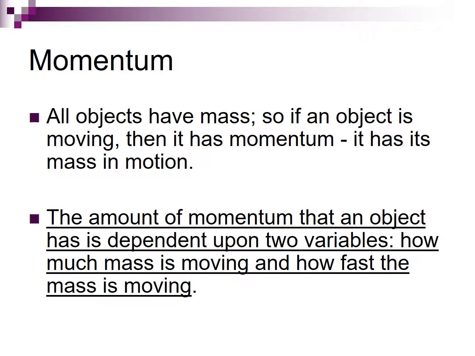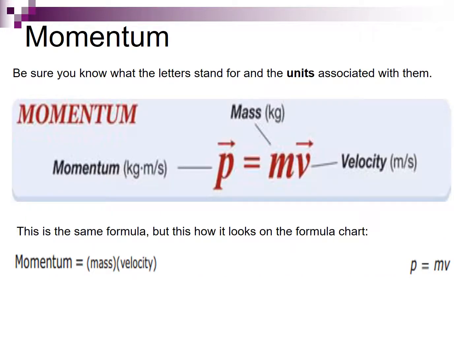The amount of momentum that an object has depends upon two variables: how much mass is moving and how fast it's moving. Momentum is represented by lowercase p, where p equals mv. Mass is in kilograms, and v is in meters per second. When we combine those, that gives you the unit for momentum, which is kilogram meters per second.